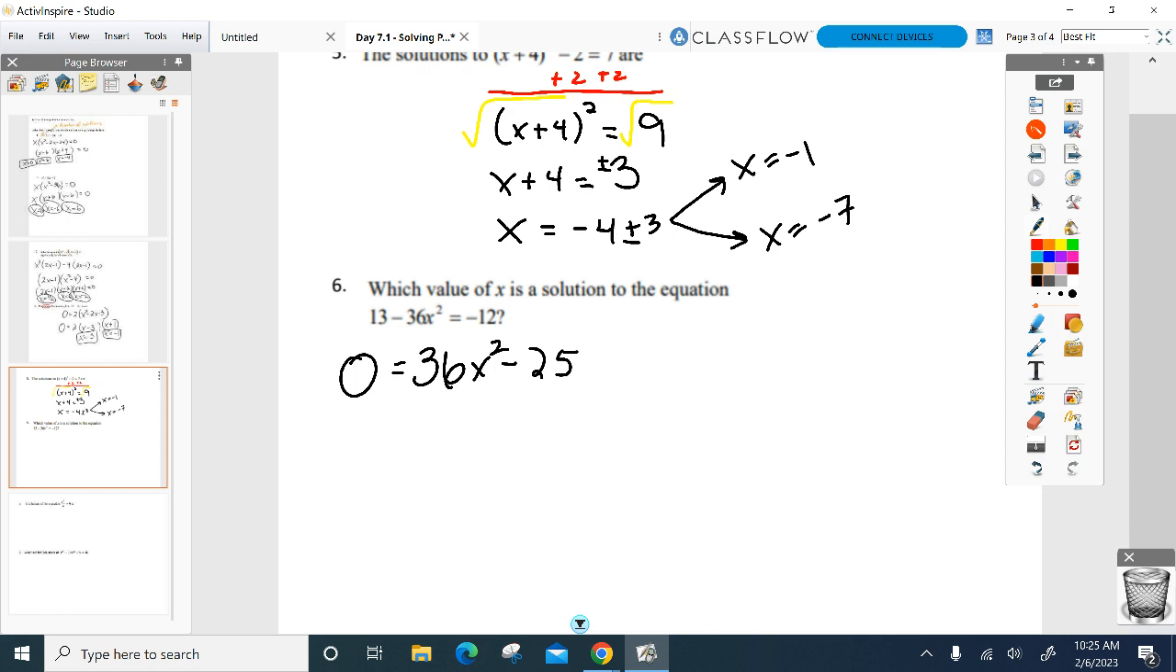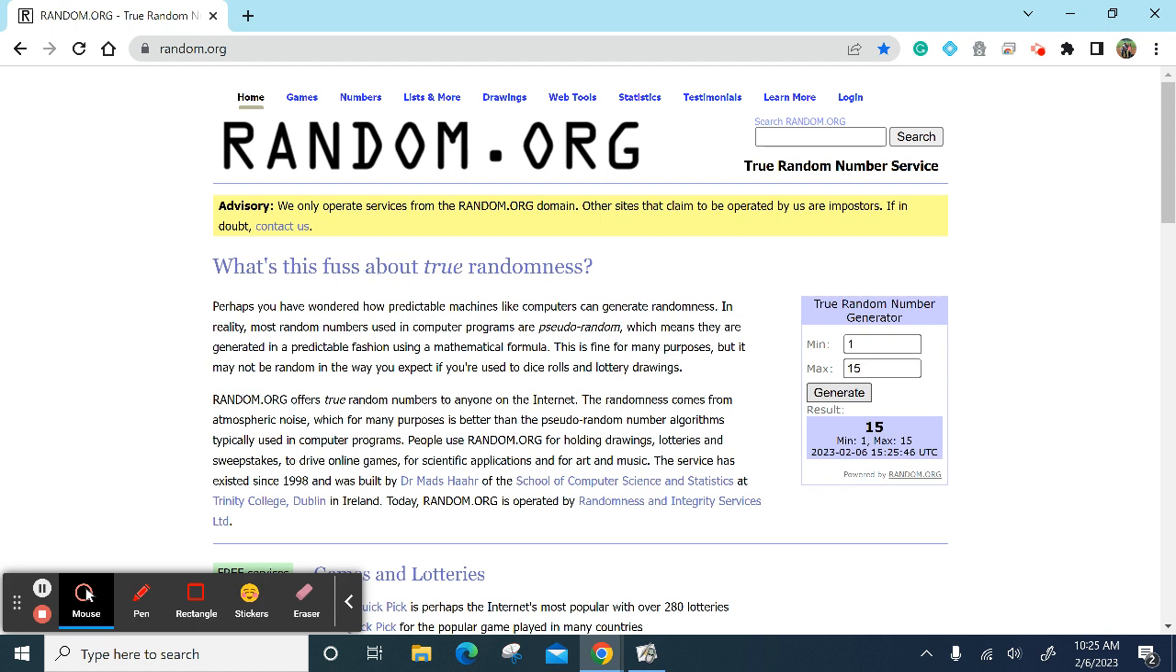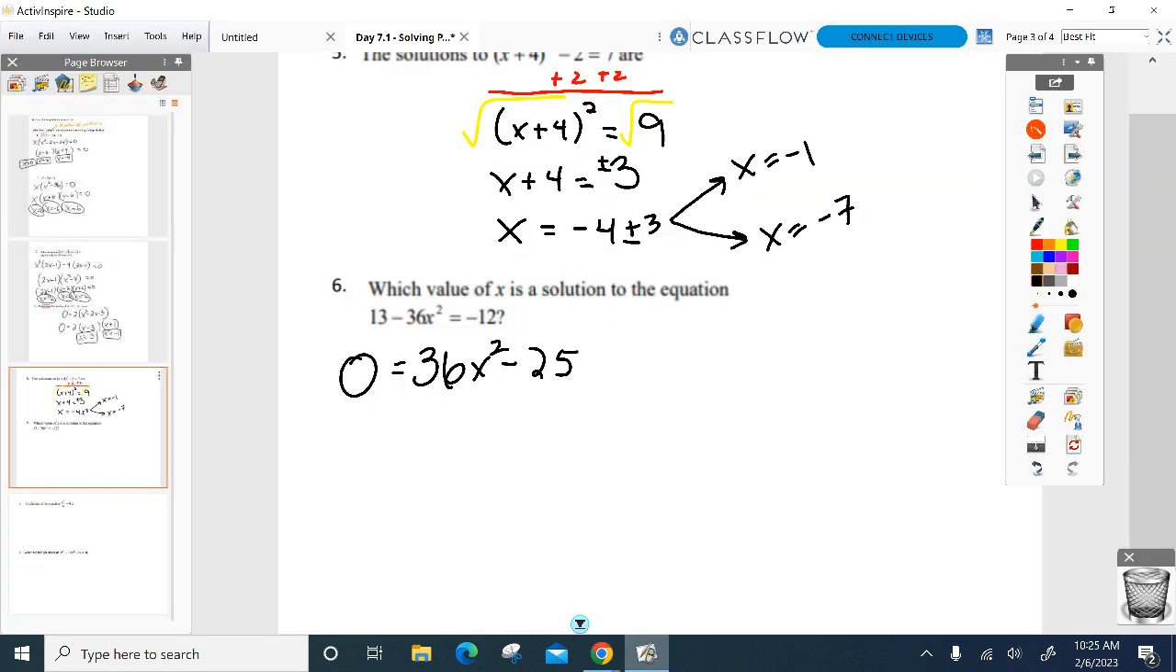Anybody see anything up here? How to factor that? Come on, Howie. Let's go. What do you got for me? You got 6x. Yeah. 6x minus 5. There you go. Good work.